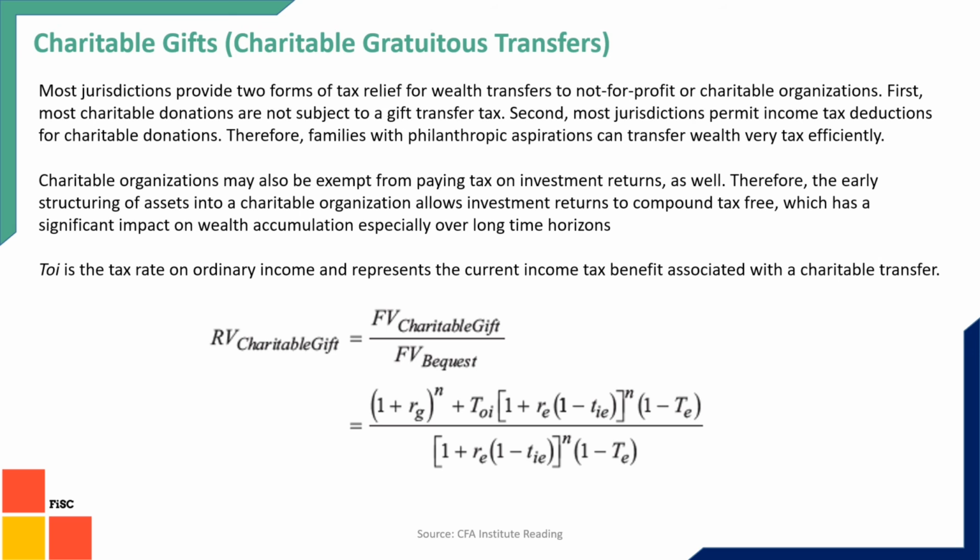Okay, so the last part is charitable gift. Charitable gift means passing your asset to a charitable trust, which is tax free. So if something is tax free, it is better to pass it on today. So here also you have a formula to calculate whether the relative value of a charitable gift is more than one, that means the charitable gift is more beneficial than a bequest or not. This is the formula which helps you in calculating it. I would suggest you remember all the formulas, and this LOS, this reading would become very easy for you. So this is all in this topic.